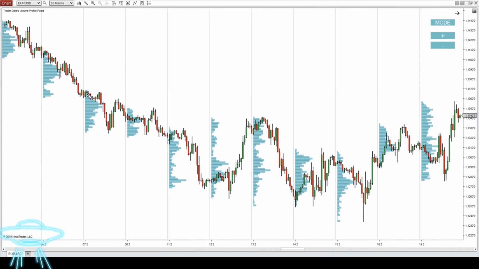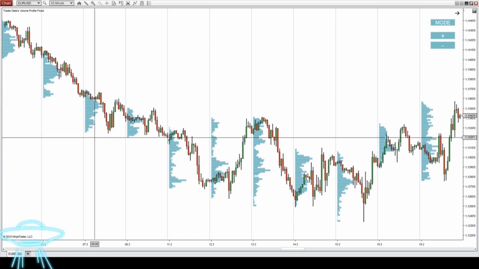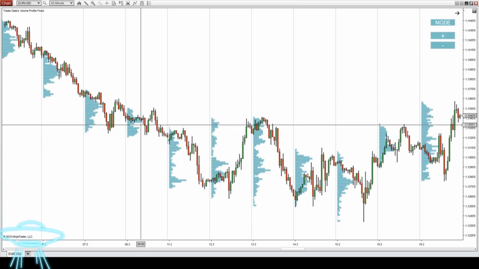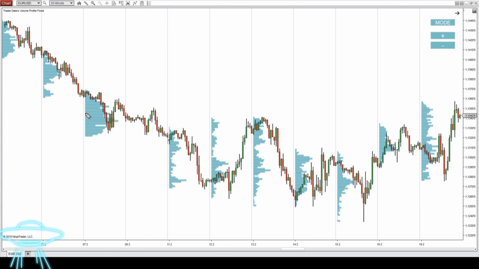Then there's a rotation, two D-shaped profiles. You can also merge those two to see where the point of control of the rotation is. Alright, one big D-shaped profile with point of control in here.